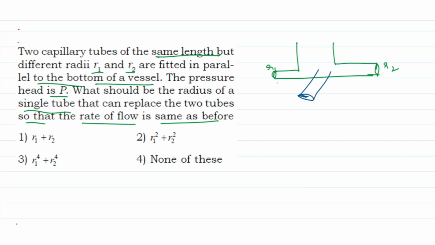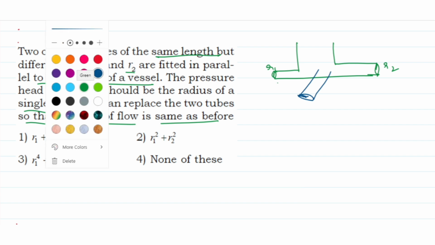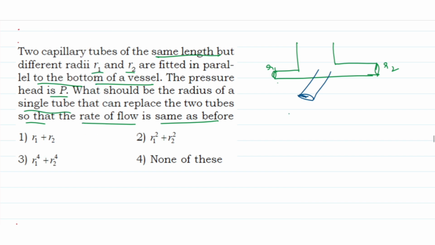Here it's a combination of the two volumes. The volume of the liquid flowing per unit time through the single tube, which replaces these two tubes, can be taken as V1 plus V2. So pi by 8 into P R to the power 4 by eta L equals pi P R1 to the power 4 by 8 eta L plus pi by 8 into P R2 to the power 4 by eta L.